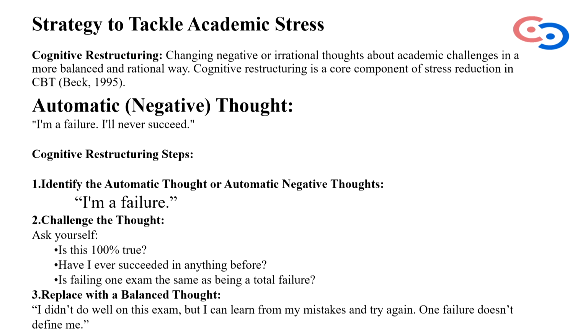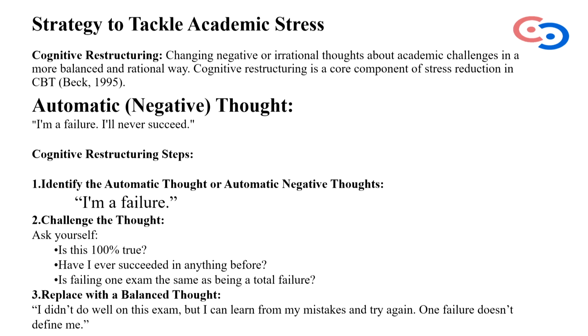In cognitive restructuring, take automatic negative thoughts. For example, suppose you have automatic negative thoughts like "I am a failure" or "I will never succeed." How will you change these negative thoughts in the restructuring steps? Firstly, identify the automatic negative thoughts. Here, "I am a failure" is the automatic negative thought.